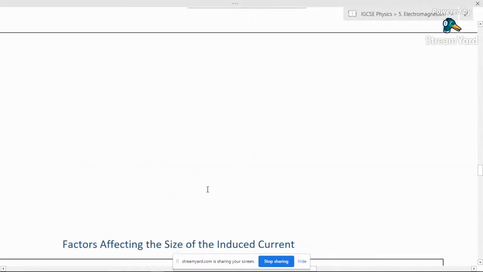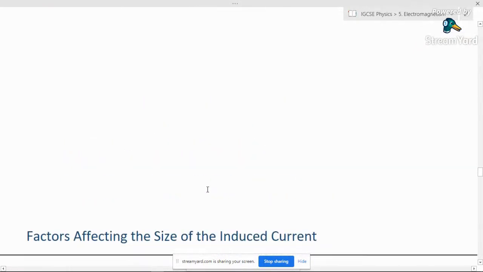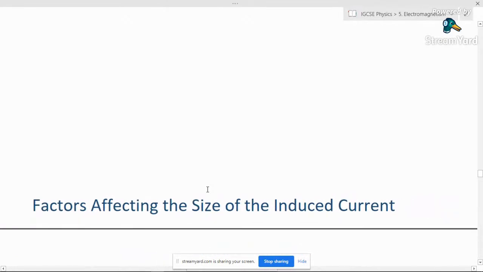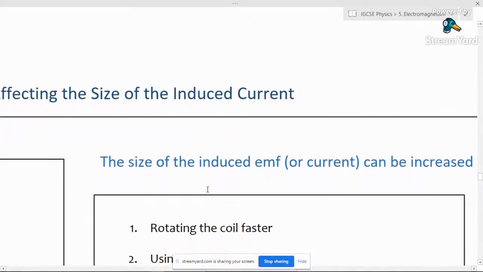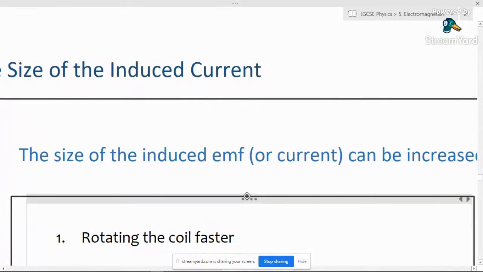Okay, so now, what are the factors that affect the size of the induced current? What if we wanted to create as big a current as we possibly could? What do you think you'd want to do? Well, you'd want to do these 4 things. You would first want to rotate the coil faster. The faster the coil is cutting the field lines, the greater the EMF is going to be induced.